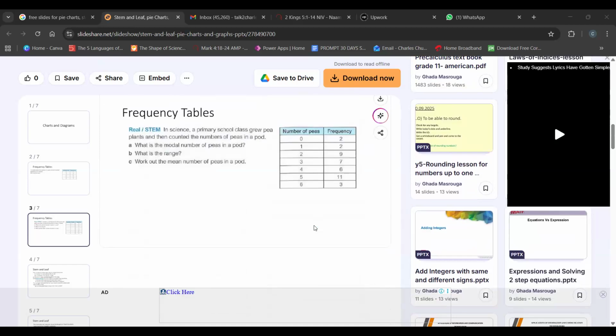So this is an example. Just take a look at this example. It says in science, a primary school class grew pea plants and then counted the numbers of peas in a pod. It now says, what is the modal number of peas in a pod?